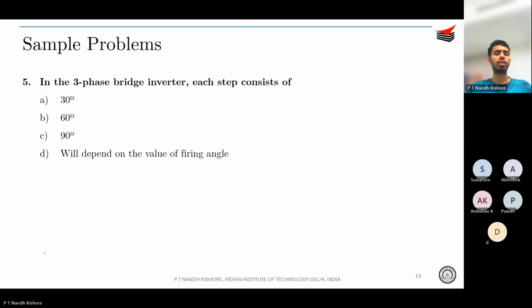Okay, so we have seen enough questions on the single phase half bridge and a question on the single phase full bridge. In the three-phase bridge inverter, each step consists of dash, 30, 60, or 90, depending on the value of the firing angle. So in a three-phase full bridge inverter, as I told you, just try to draw the waveforms in the converter. It will make life simpler for you.